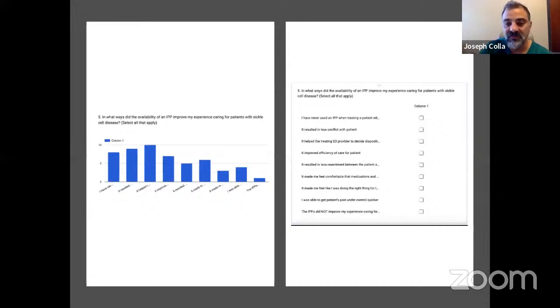A lot of nurses specifically said that they could actually spend more time nursing instead of double checking if this is the right dose. And then way down the line, the nurses just felt more comfortable giving large amounts of narcotics when they had the backing of a sickle cell provider and an attending.